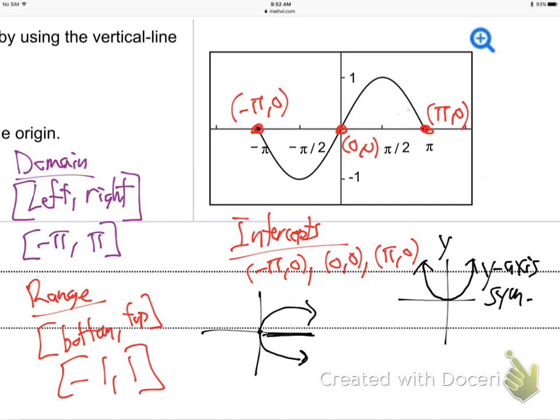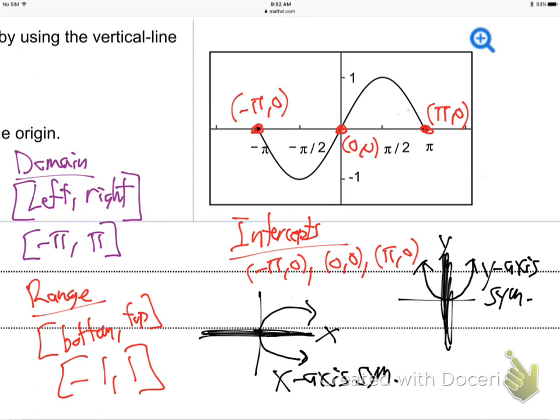Well, that graph, this is the x-axis, that would be x-axis symmetry, because it's the same on the two sides of the x-axis. The x-axis is like a mirror for it. It's reflected across the x-axis. The x-axis is acting like a mirror. On this one, the y-axis is acting like a mirror, so it would have y-axis symmetry. Same on both sides of the y-axis.